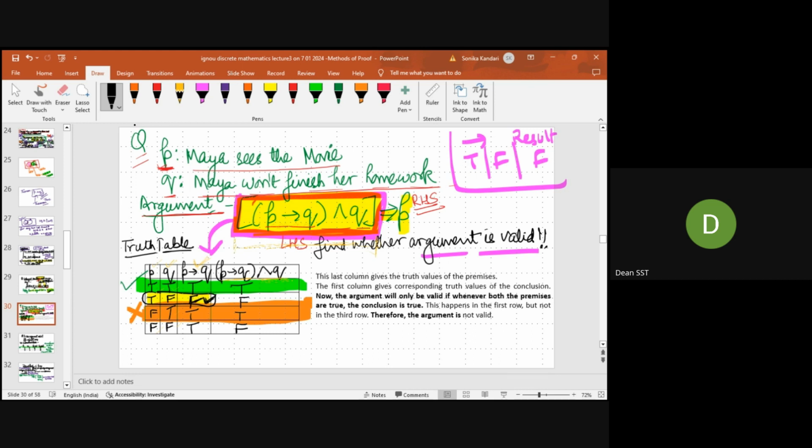Fine. Now P implies Q and Q. See the result. True, it will give true. False, it will give false. True, it will give true. False, it will give false. Now you can see the result. This is the result. Is it clear?